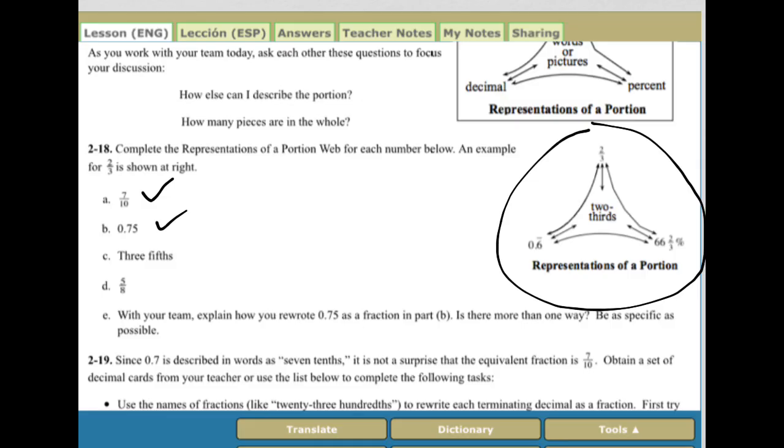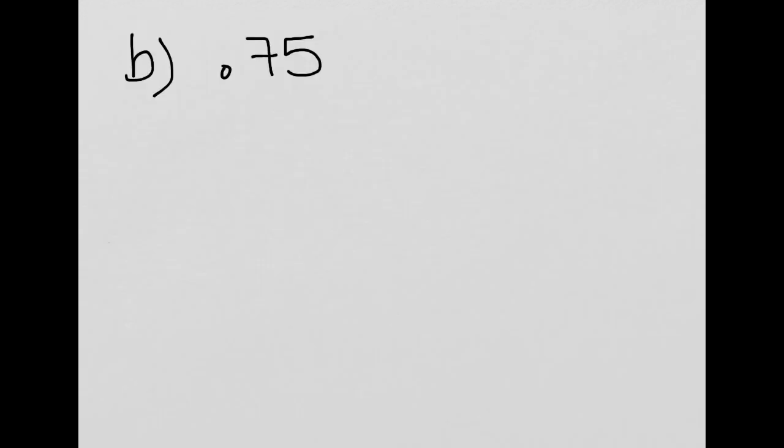Now for B, 0.75, I'm going to have to use a slightly different strategy to convert this to a fraction and a percent. So I'm going to go over that. With decimals, I just have to pay attention to place values. I can see right here, this is tenths, and the 5 is hundredths.